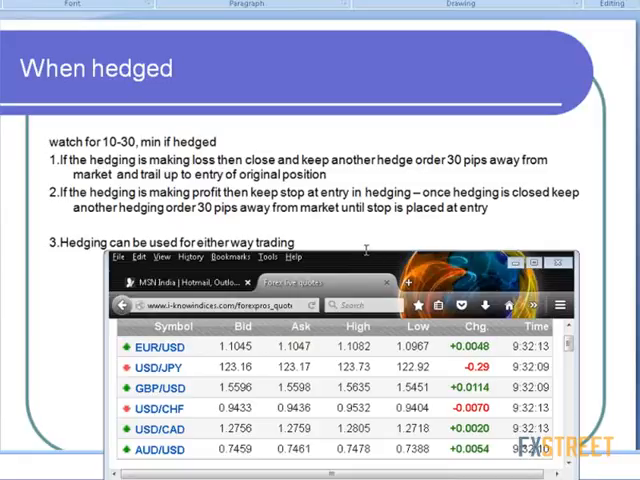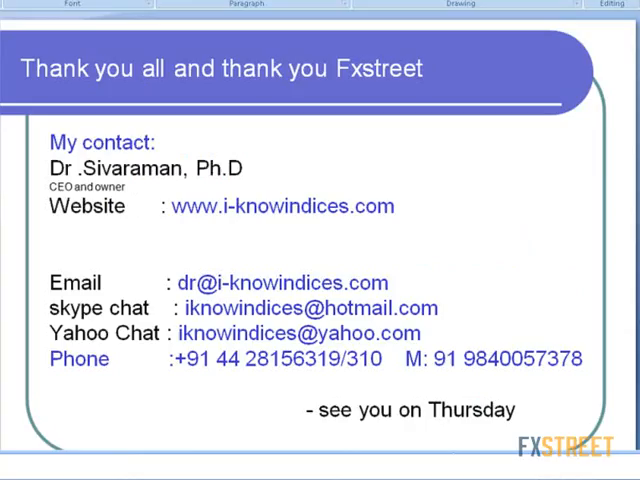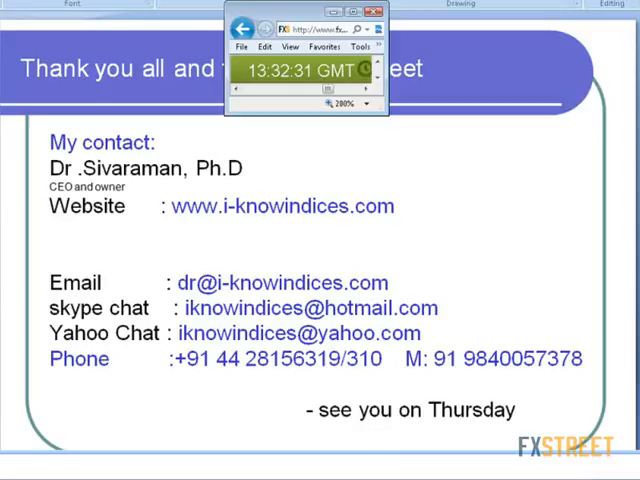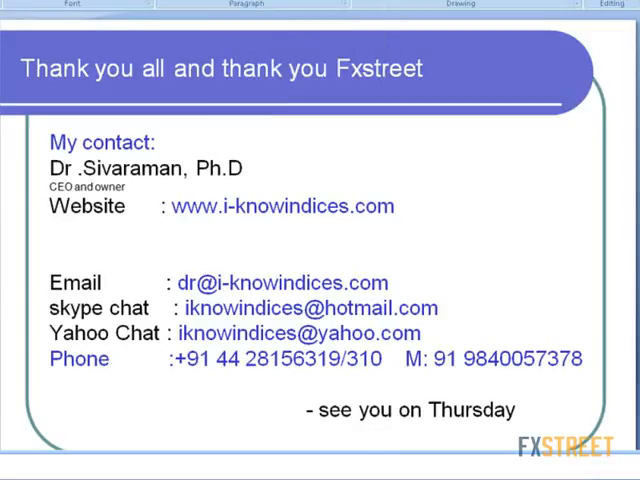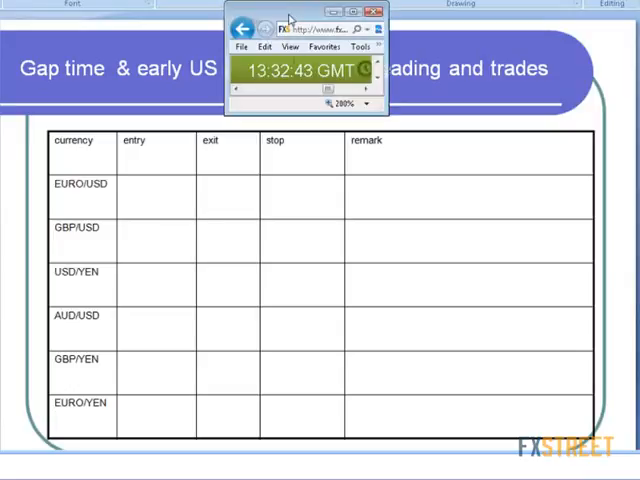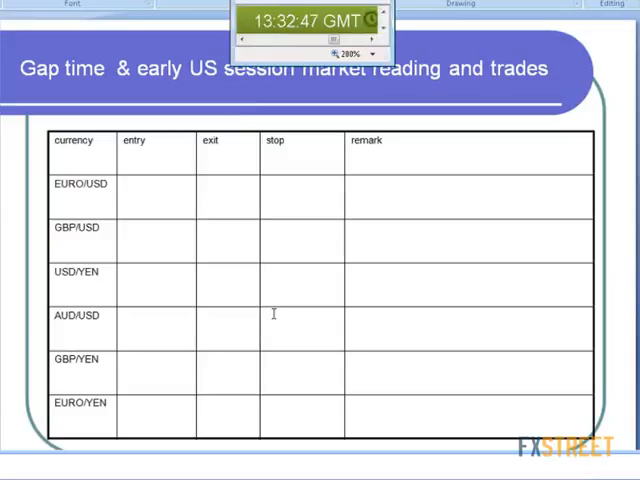In Euro and GBP, after how many pips do you move stop to entry? Yeah, once the position makes about 25 pips profit, I move stop to entry. As far as the European session is concerned, the US session is going to start now. Okay, the US session is starting now, 1332.